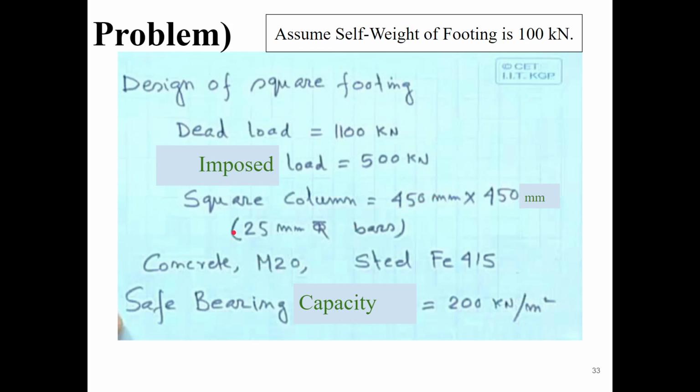And it is having tensile reinforcement of 25 dia bars. The concrete is of grade M20 and steel is of grade Fe415, and the safe bearing capacity is 200 kilonewton per meter square. Let us assume the self weight of footing is 100 kilonewton.